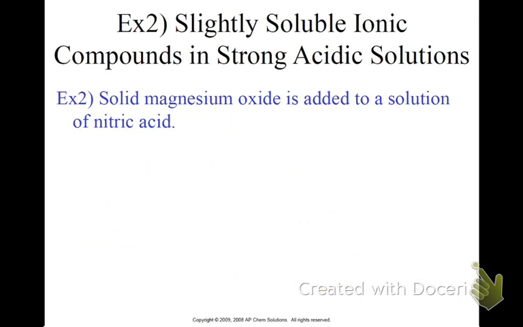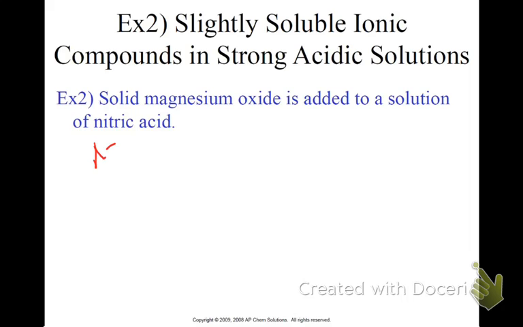Okay, now solid magnesium oxide is added to a solution of nitric acid. I'd recommend you go ahead and pause the video right here, give this one a shot, write out the net ionic equation, and then resume it to check your answer. Good to have you back. So let's take a look at this problem.